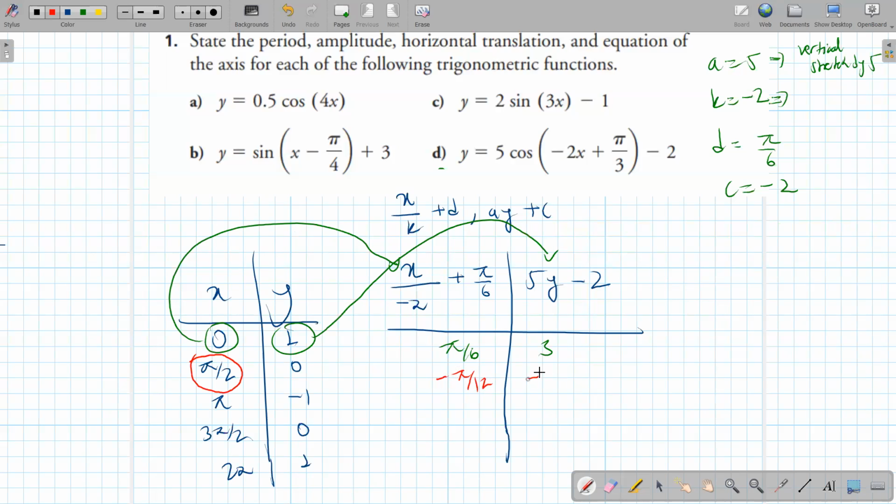0 in there as y just gives you -2. Then we rinse and repeat with pi in there as x. So pi divided by -2 plus pi divided by 6. Again, this is a calculator play. That's minus pi over 3.